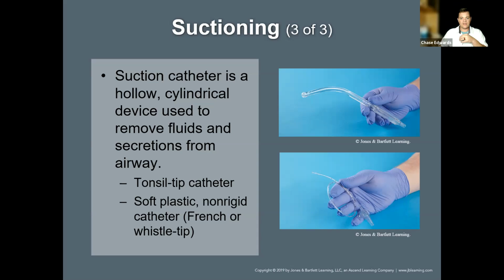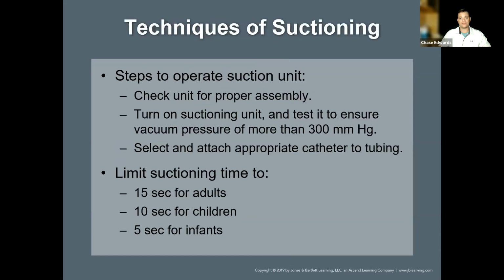All right, there's some more stuff. Never insert the catheter past the base of the tongue, right? Always measure for proper size. So the soft plastic ones can be used for the back of the mouth and patients with a stoma. Suction times: 15 seconds at one time for an adult, 10 seconds for children, 5 seconds for infants.